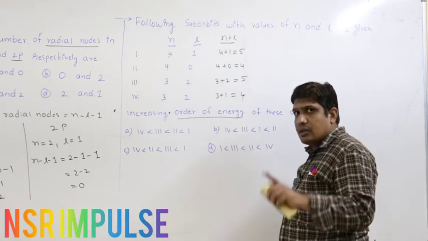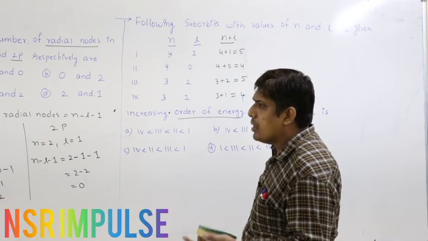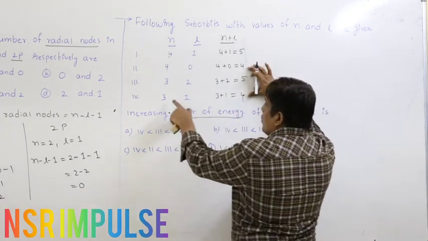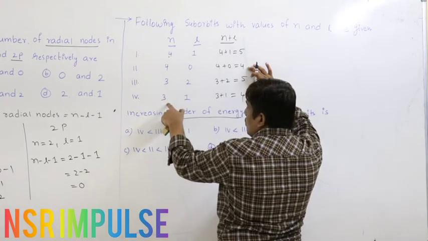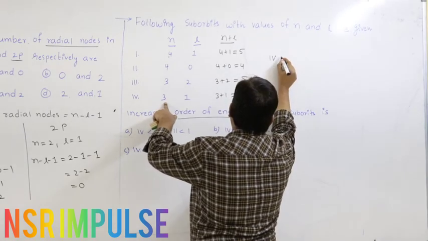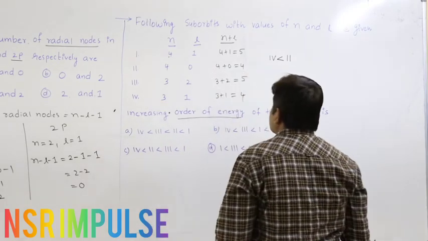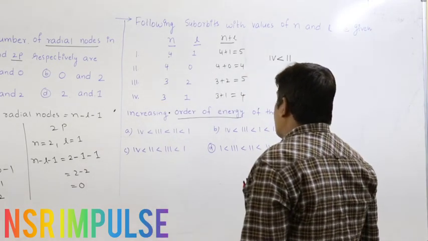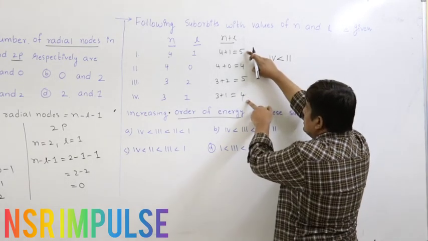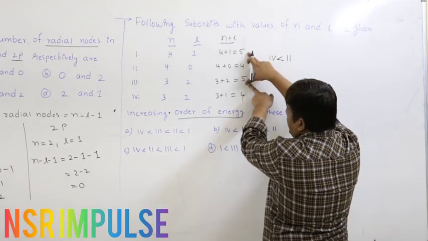Now if two orbitals have the same n plus L value, then you have to depend upon n. So between these two, the one which has the lower n value, here it is 3, here it is 4. So the lower n value is the 4th. So the 4th suborbital has less energy than the second. Right. Now these two have higher energy than the second one and the fourth one.